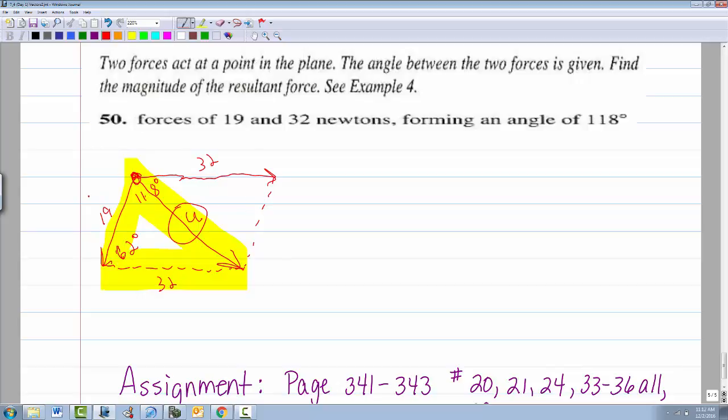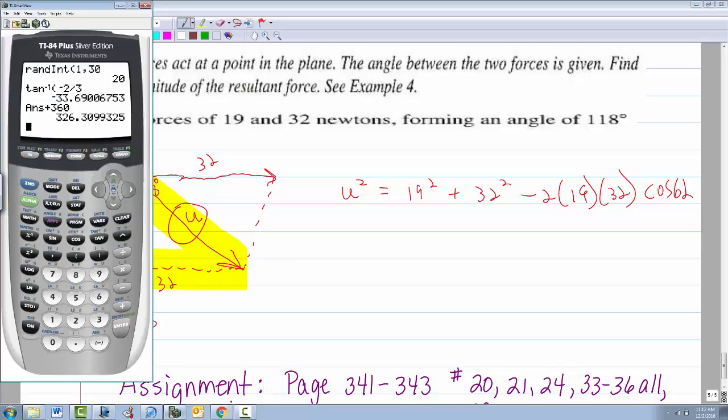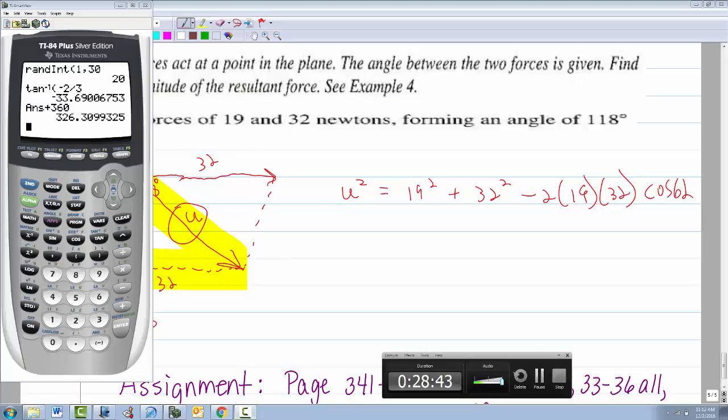And the math skills are this is SAS, and what we learned is when we have SAS, it's the law of cosines. So U squared equals 19 squared plus 32 squared minus 2 times 19 times 32 times cosine of 62. And then you can type that on our calculator, which will show you that after I unpause.